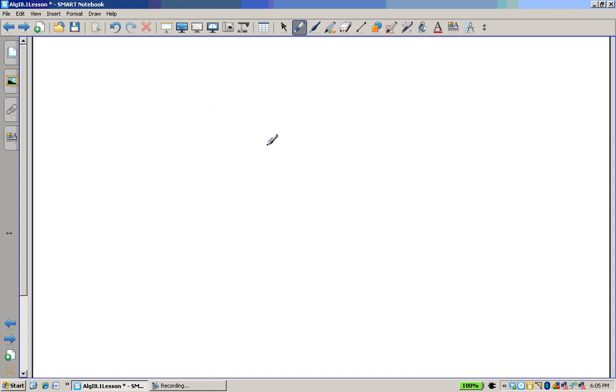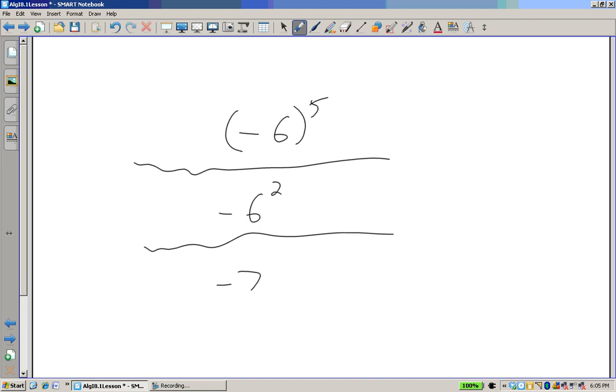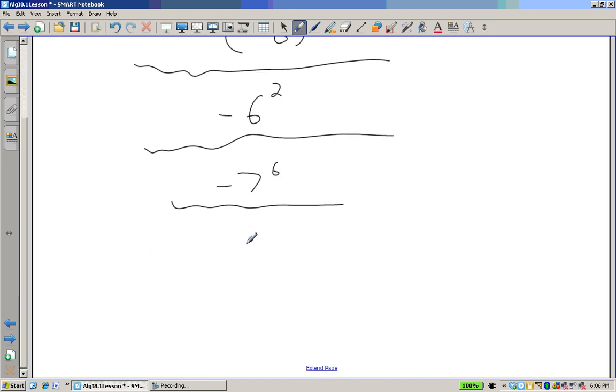Just for practice, tell me how many negatives here. There are 5 negatives, which leaves the whole thing negative because it's an odd number. How many negatives here? There are 2 negatives. Excuse me, there's 1 negative because it's not in parentheses. There's just the 1 negative. How many negatives here? Again, just the 1 because it's not in parentheses. How many negatives here? There are 4 negatives because it is in parentheses.